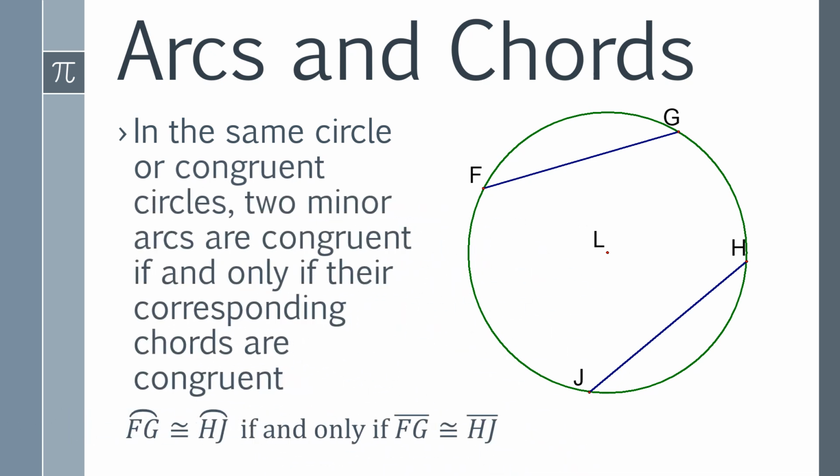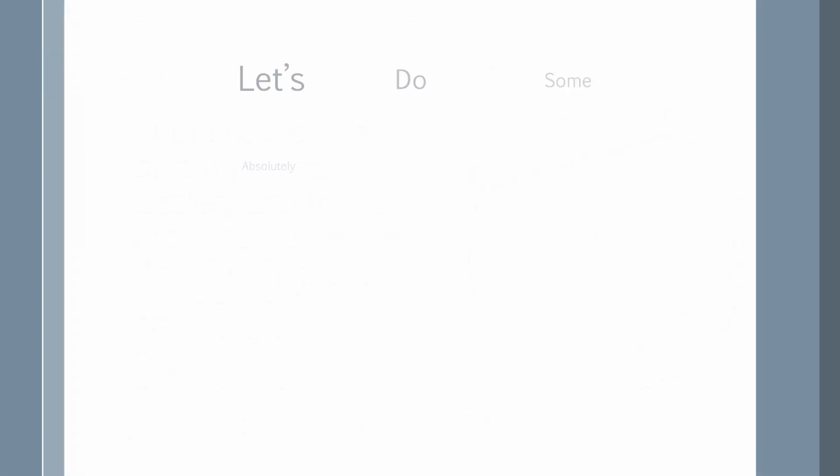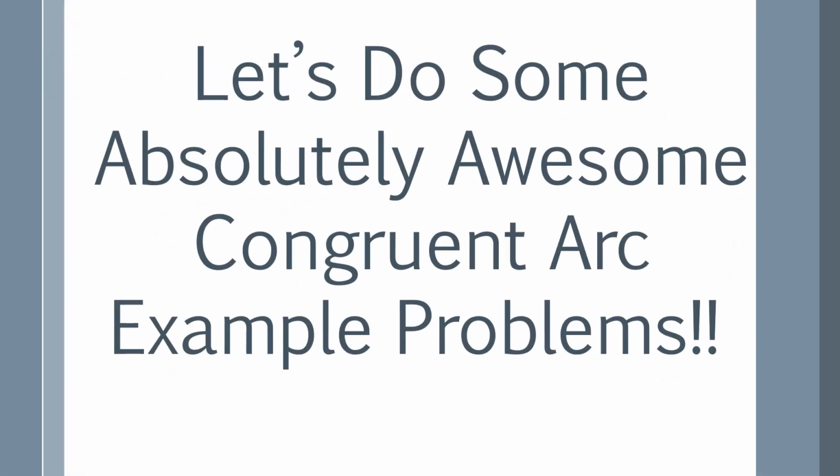In the same circle, or congruent circles, two minor arcs are congruent if and only if their corresponding chords are congruent. So arc FG is congruent to arc HJ if and only if segment FG is congruent to segment HJ. Okay, so let's do some absolutely awesome congruent arc example problems at this time.